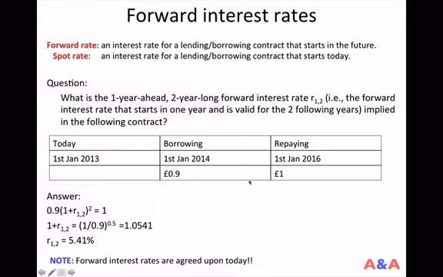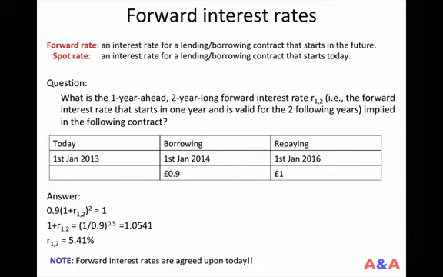So indeed our math doesn't change at all from what we learned in the class of basic calculus of interest rates. Borrowed amount 0.9 times 1 plus unknown interest rate R12 to the power 2, because it is 2 year borrowing, and this should be equal to £1, the amount to be repaid. If you solve it, R sub 1 2 is equal to 5.41%.